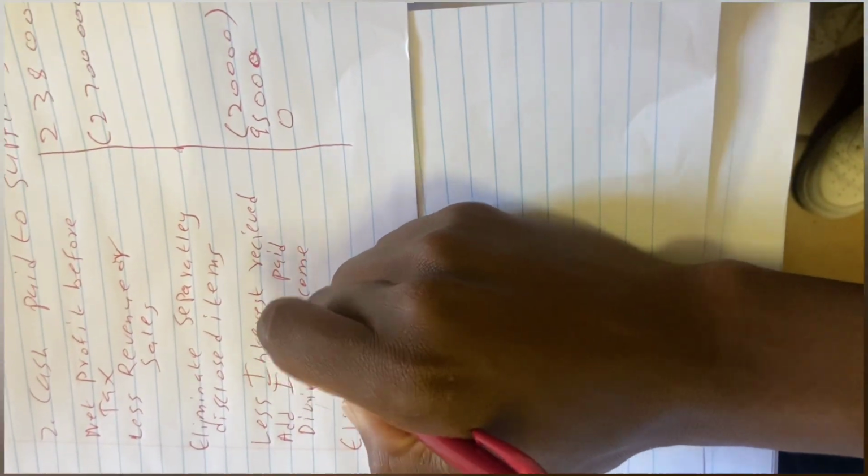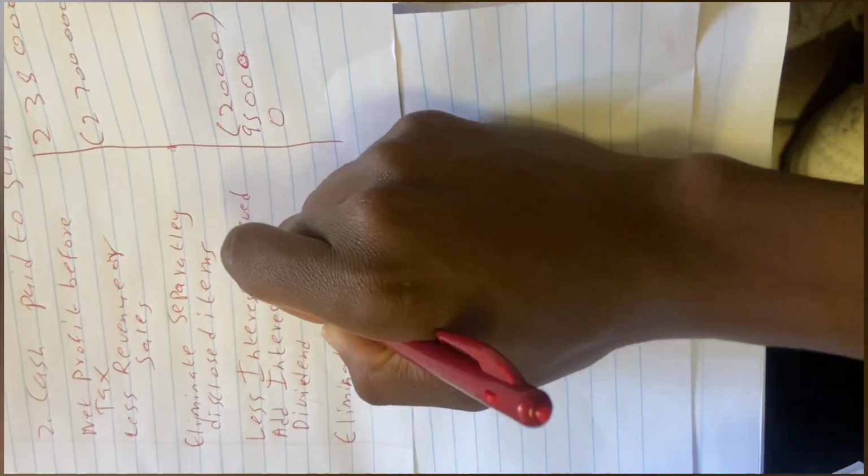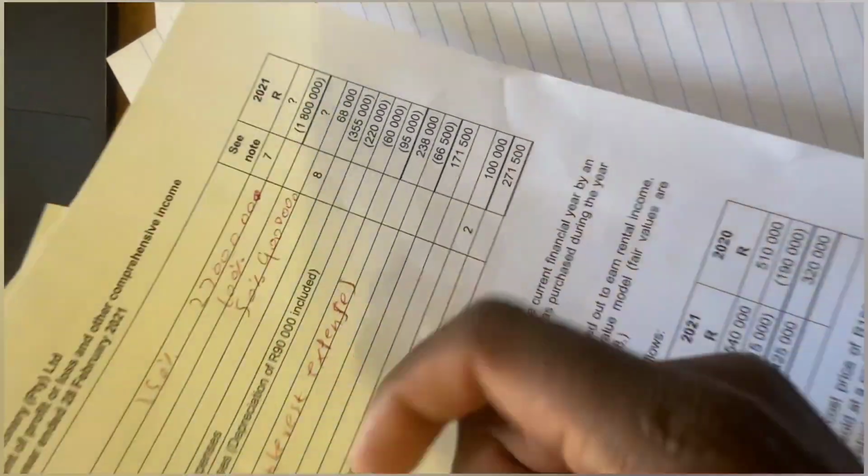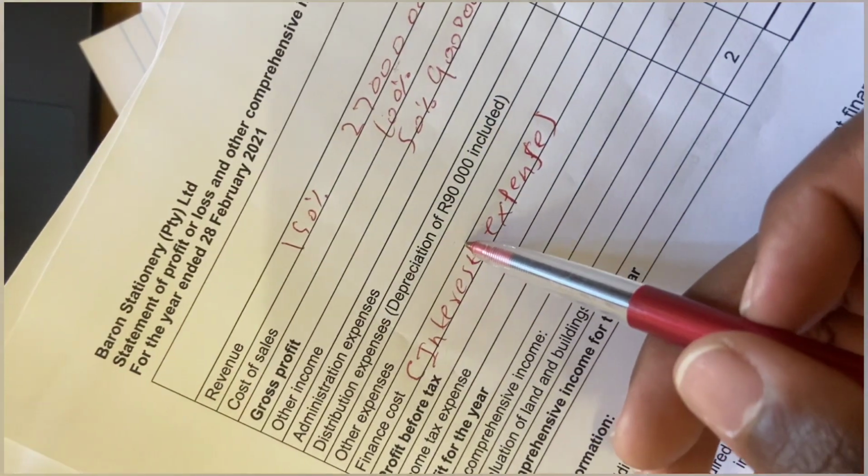We now have to eliminate the non-cash items. The first one that we must have is depreciation. It will always be there. Depreciation was an expense, so you now have to add it back. According to the question paper, from distribution expenses, depreciation of 90,000 is included. You add back 90,000 for depreciation.